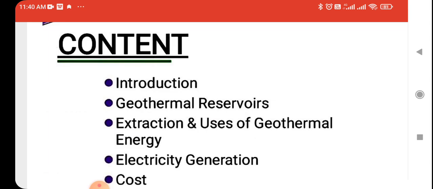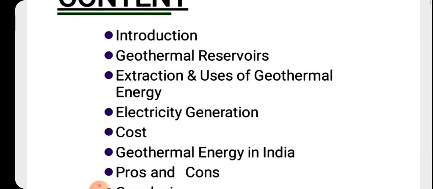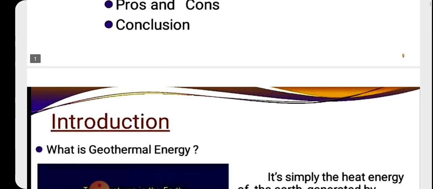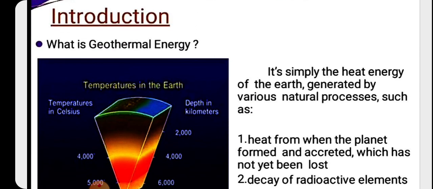Today we are going to discuss a non-conventional method of electricity generation. In this method, we are using geothermal energy for power generation, and this is the introduction.